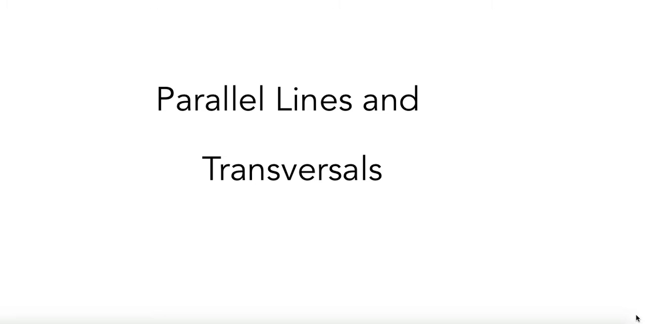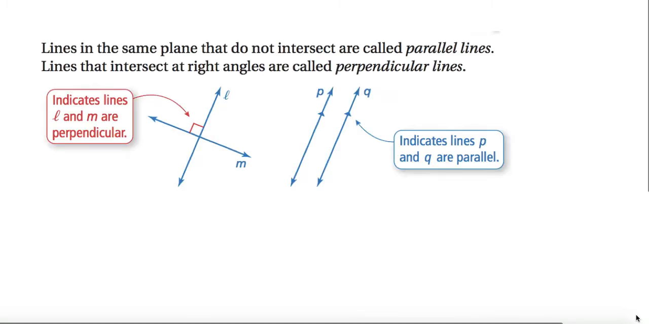Today we are going to be talking about parallel lines and transversals. Lines in the same plane that do not intersect are called parallel lines. As you can see in our picture, these are two lines that lie side by side of each other. Lines that intersect at right angles are called perpendicular lines. These lines form a perfect cross.